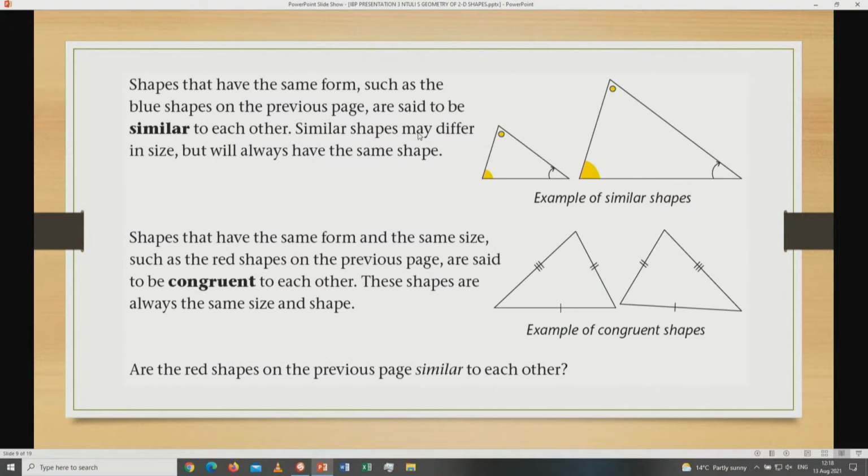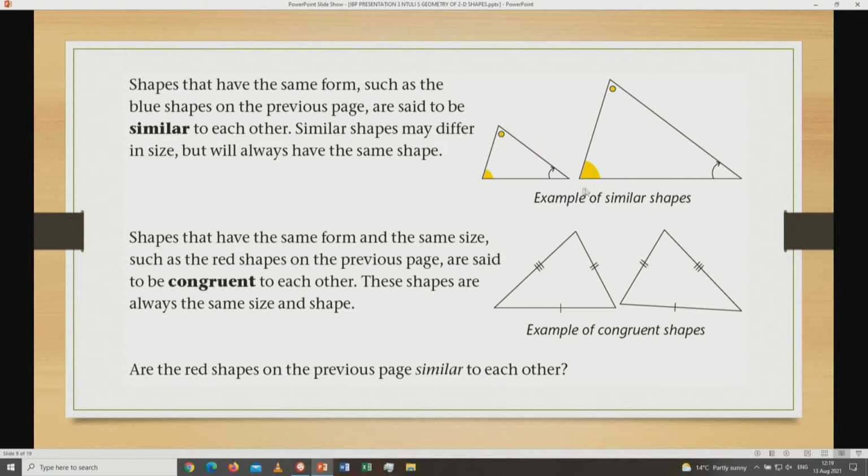Similar shapes may differ in size, but will always have the same shape. Even though they may differ, look at this example here. They may differ in size. We talk about what? Similar shape. Similar shapes may differ in size, but will always have the same shape. Let us look at this one. Do we see there? They are not equal. This one is bigger than this one. Though they are similar, they are not congruent. Remember about congruency, guys, is that there must be the same shape and the same size.